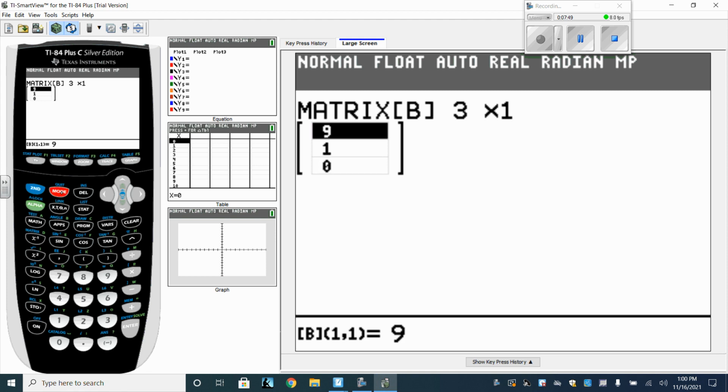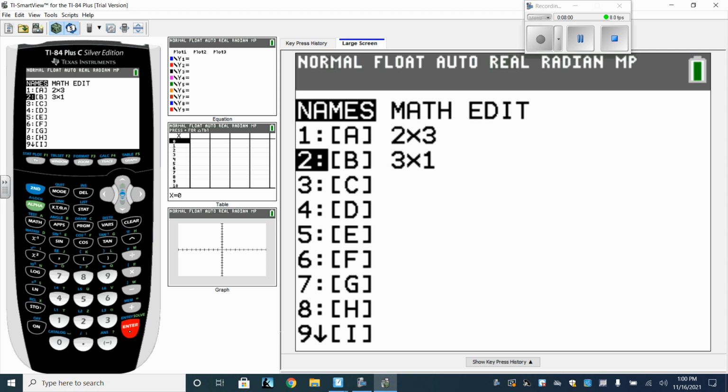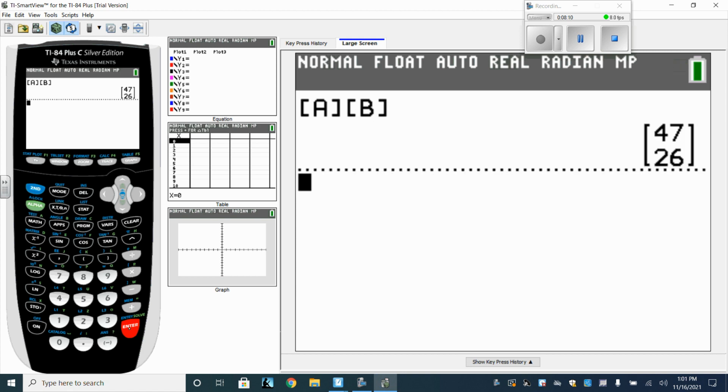Second, quit, because we want to go back to the home screen. Now we're going to do A times B, so we can call up second matrix A, and then we can call up second matrix B. Now having them written right next to each other, the calculator understands that we're multiplying. So we can go on and hit enter again. That's it. And that does agree with what we got by doing it by hand, yes? Yeah. So the answer for this one here is 47 and 26.